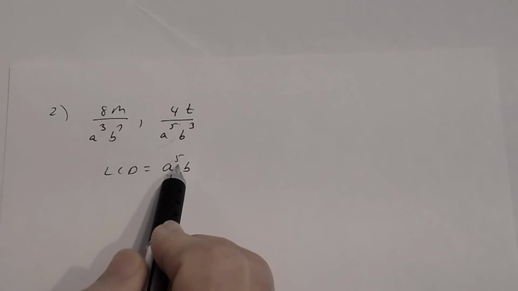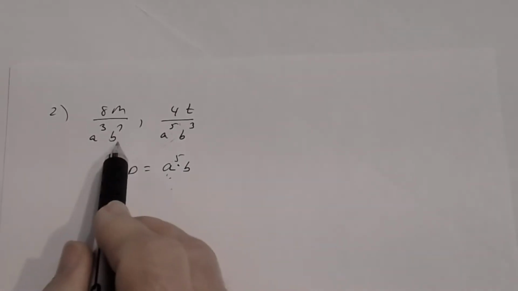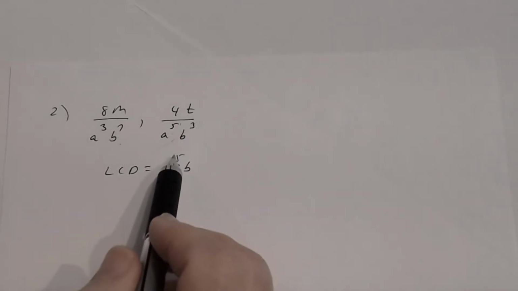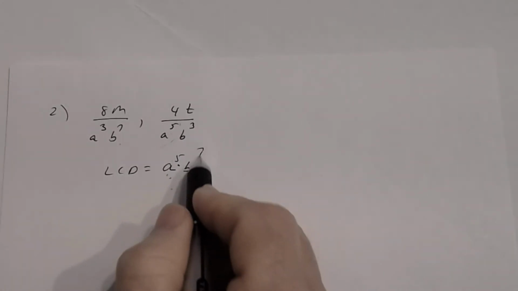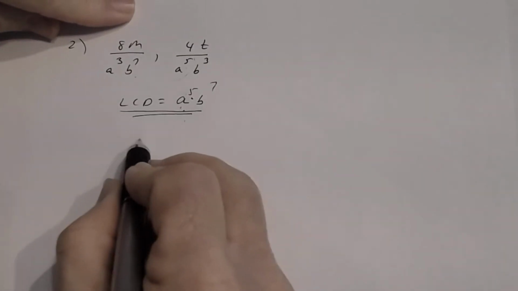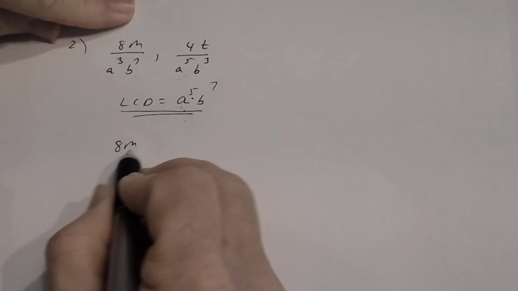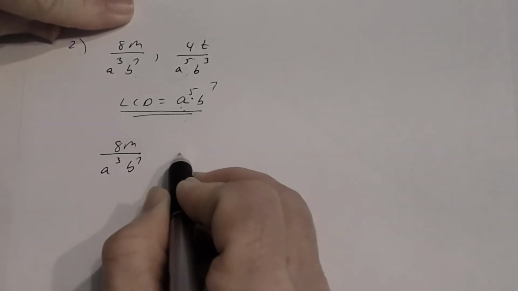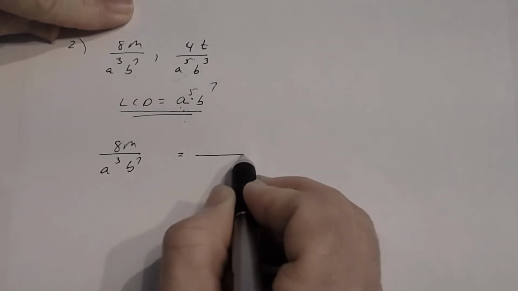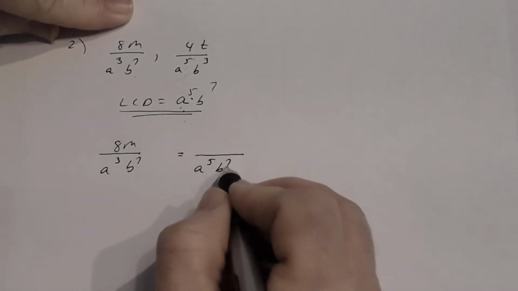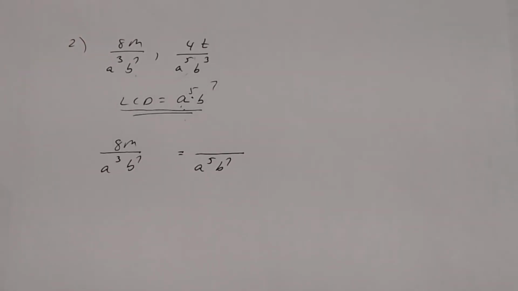So a occurs 3 times here, a occurs 5 times here. I got to use the largest number, 5. Same thing with B. So B occurs 7 times here, 3 times here as a factor, so I got to use 7. So there's your LCD. So the first thing you had to do. Second thing you had to do is write equivalent fractions. So the question is 8m divided by a to the 3rd, b to the 7th equals what fraction equivalent to this LCD? That's the question, okay?